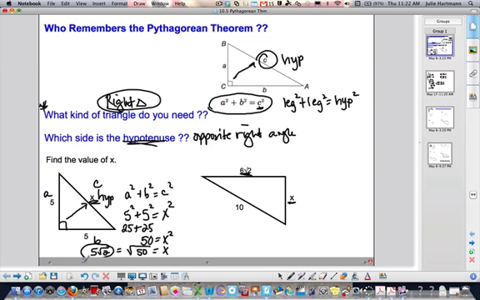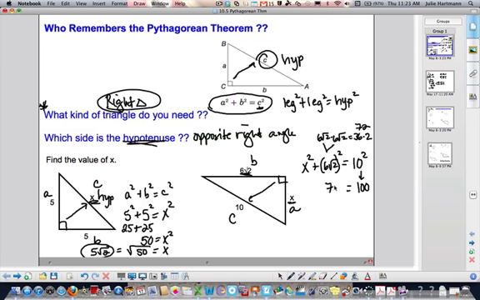Okay, so the next one, here's your right triangle, A, B, and C, because C is the hypotenuse across from the right angle. So A squared plus B squared equals C squared. C squared is easy. 10 squared is 100. 6 root 2 squared, well, that means we do 6 root 2 times 6 root 2. 6 times 6 is 36. Root 2 times root 2 is 2. 36 times 2 is 72. So that's 72.